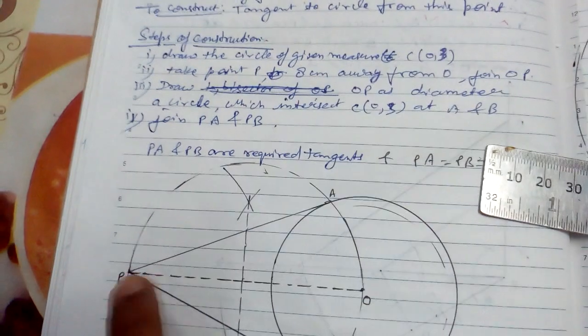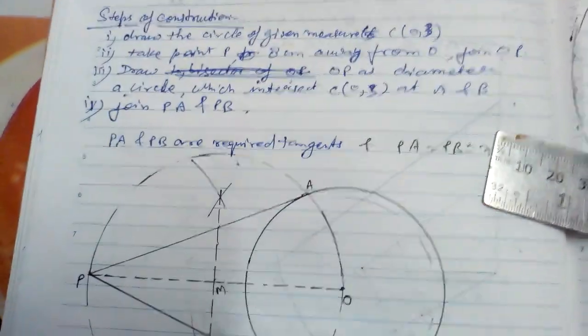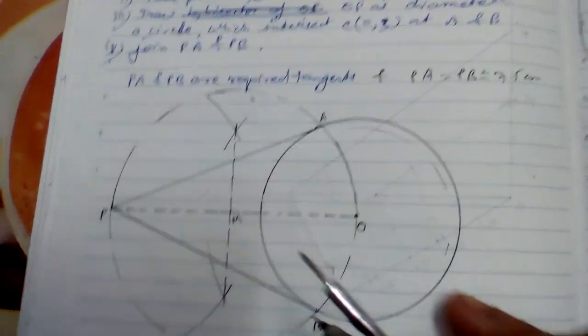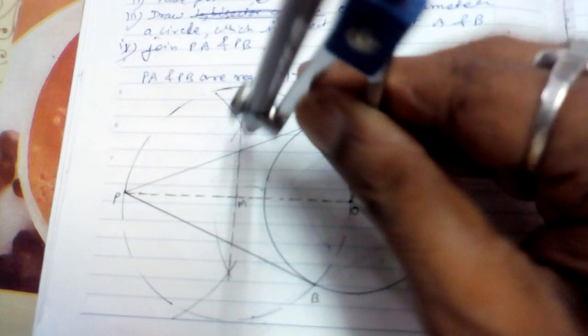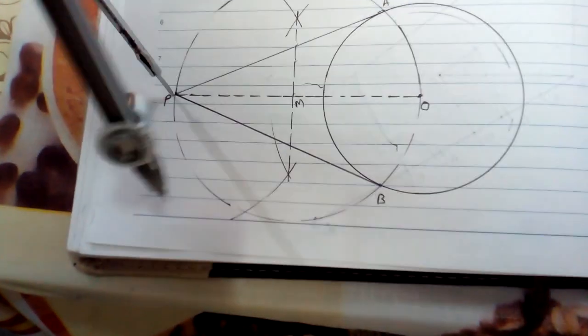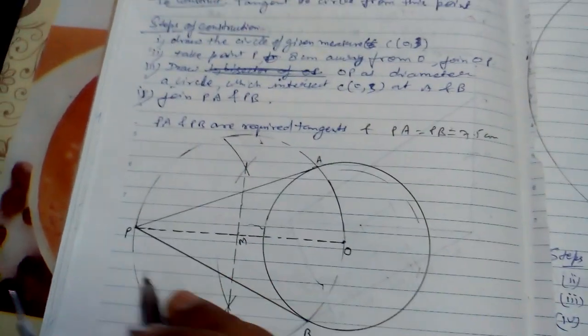Then, with OP as a diameter, draw a circle. OP as a diameter means you want a midpoint, M. How will you get the midpoint? Draw a perpendicular bisector of OP: take more than half the length, draw arcs on both sides, and join them. It will be a perpendicular bisector. For getting the midpoint, draw a perpendicular bisector of OP, and we will get M.